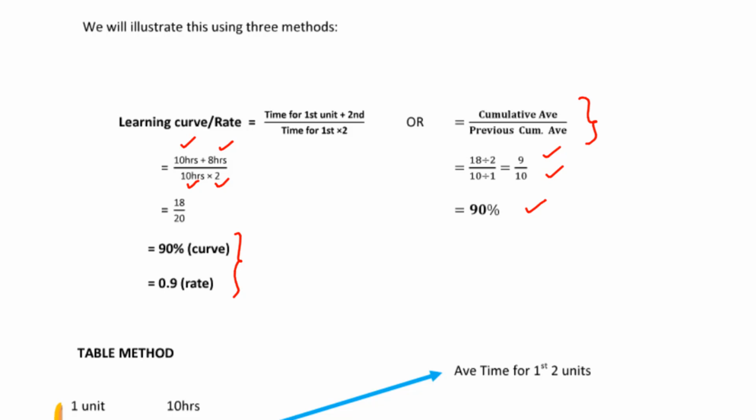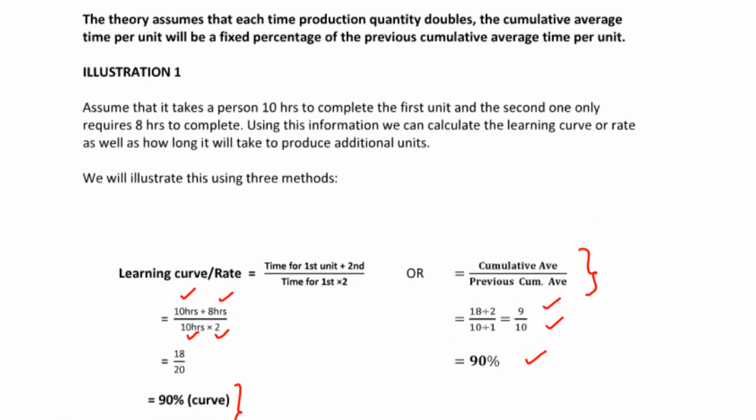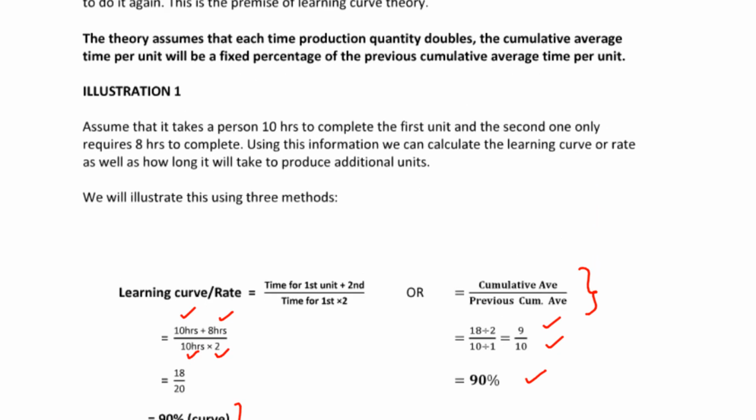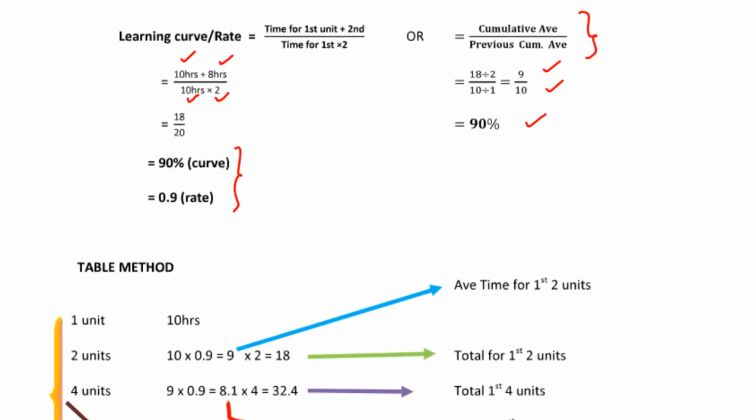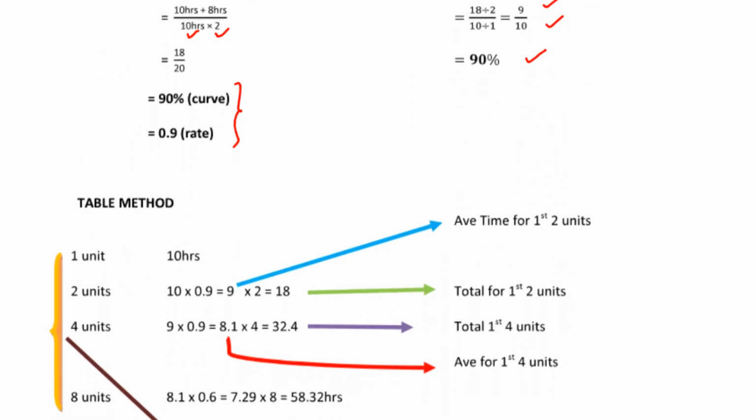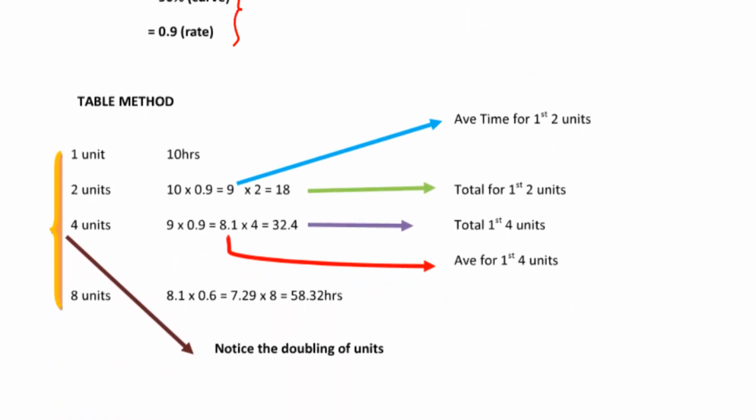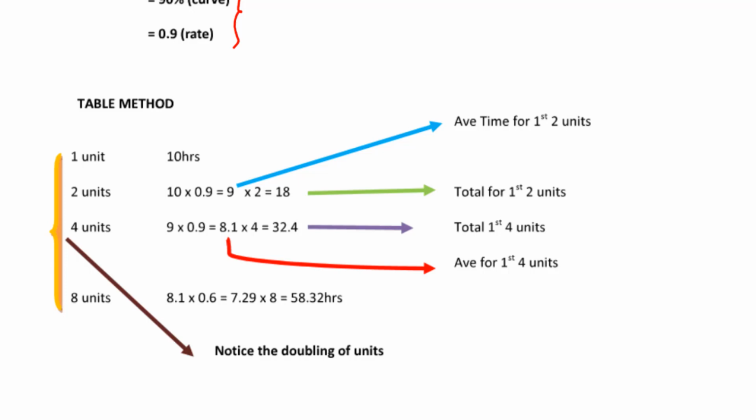So that fixed percentage that we spoke about in the initial definition. Okay, when we spoke about a fixed percentage, our fixed percentage is 90%. Okay, now how does this work? We're going to illustrate this with three basic methods. Let's start off with, let's call it, the table method. Okay, you could put this into a nice table.